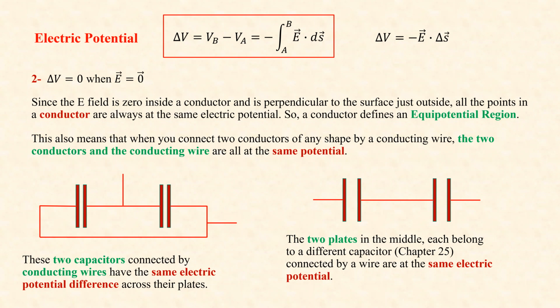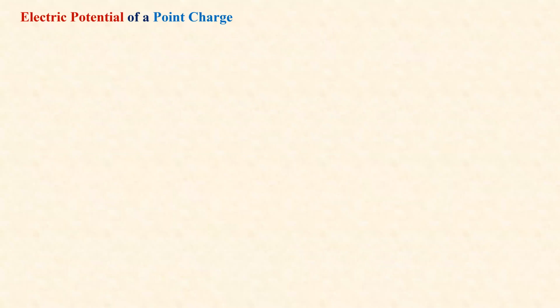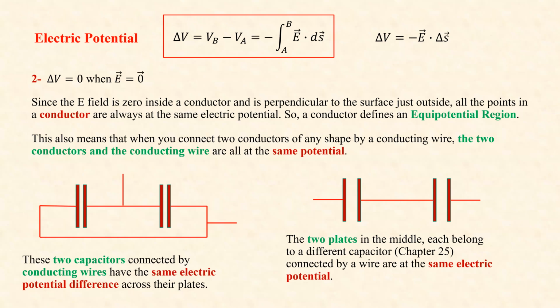That's why you see this electric potential is very important. We're going to use them in the next chapters. All right. What is the electric potential of a point charge? Now we learned a lot about electric potential in general. We want to see specifically for a point charge, what is the electric potential of a point charge?